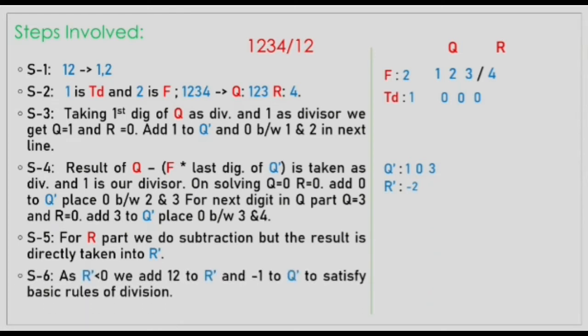As the remainder, that is R dash, can't be negative, we add 12 to R dash and subtract 1 from Q dash to satisfy the basic rules of division. This is a really logical step, wherein you're adding 12, that's exactly the quantity of the divisor, and subtracting 1 from the quotient, so it's really a valid step. So our final quotient after doing this division calculation is 102 and the remainder is 10.